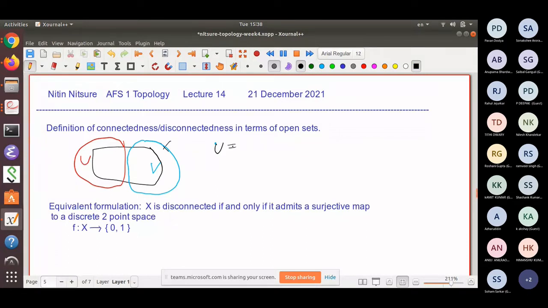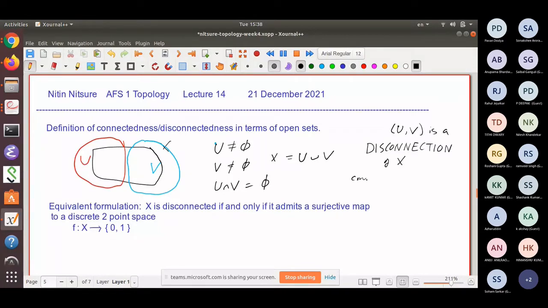U not equal to empty, V not equal to empty, U intersection V equal to empty, and X is U union V. This means disconnected. Such a pair U, V is a disconnection of X. Connected means no disconnection exists.